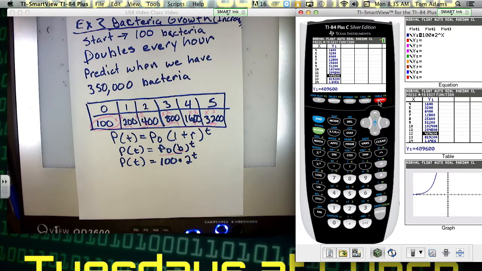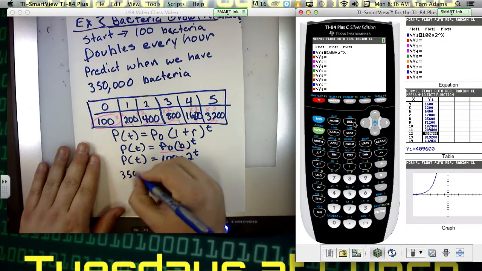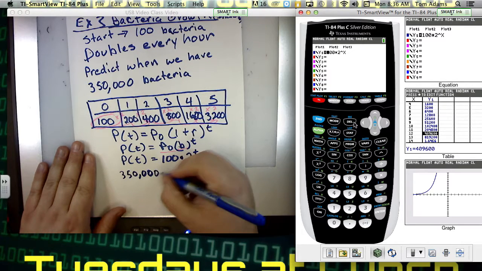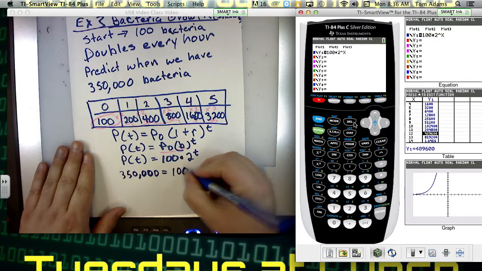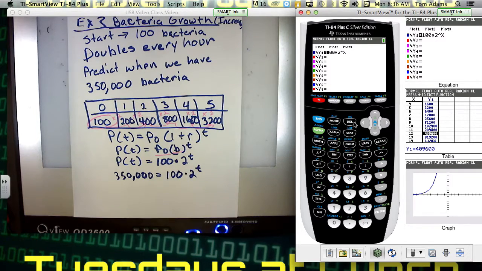Well, I've already entered in the graph, and so this is the exponential function, and I just got to figure out what value for x will give me a y value of 350,000. So one way that we could solve an equation is I could take one side, I could say 350,000 is equal to 100 times 2^t. Now, how could I solve that using my graphing calculator rather quickly?